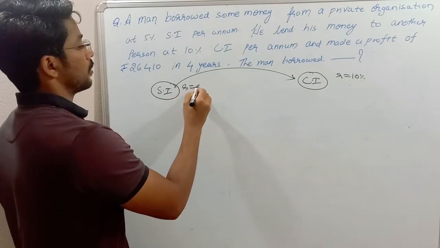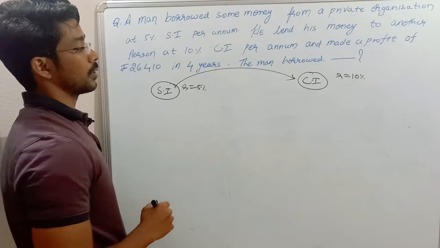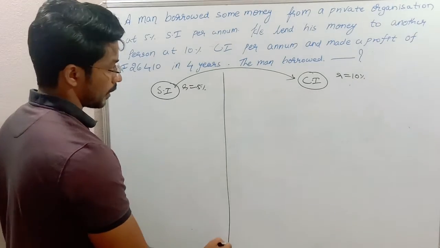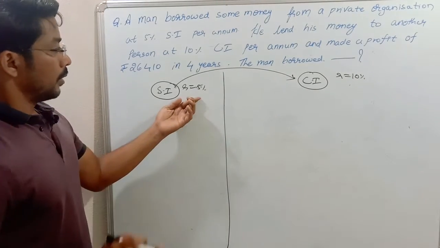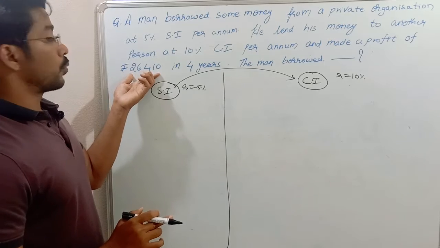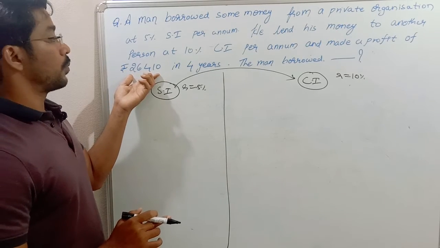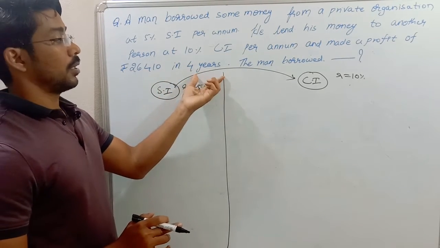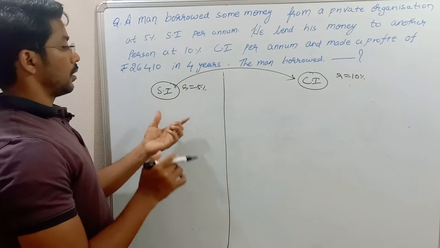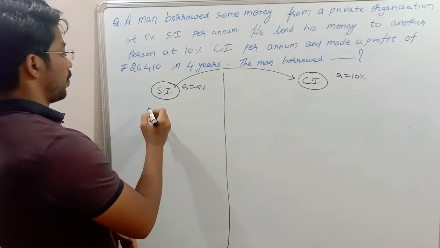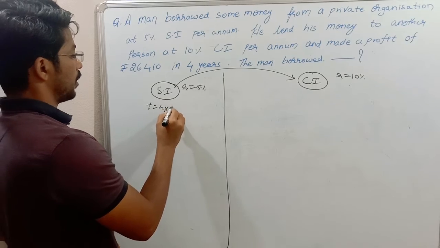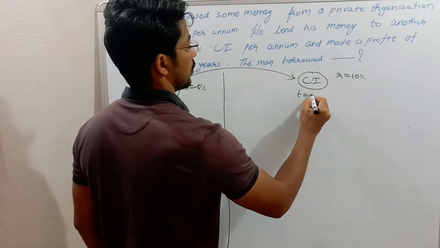Here the rate is 5% simple interest. If you observe here, he got a profit of 26,410 rupees after 4 years. So for 4 years the simple interest is also applied. So the time is 4 years for both conditions.